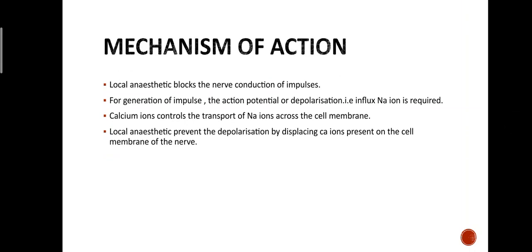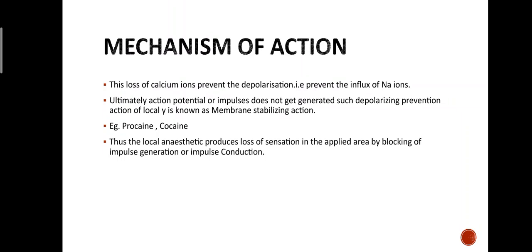Next point, mechanism of action. This is a very important question in this chapter. Local anesthetic blocks the nerve conduction of impulse. For generation of impulse, the action potential or depolarization, that is, influx of sodium ion, is required. Calcium ions control the transport of sodium ions across the cell membrane. Local anesthetic prevents the depolarization by displacing calcium ions present on the cell membrane of the nerve. This loss of calcium ions prevents the influx of sodium ions. Ultimately, action potential or impulses do not get generated. Such a depolarization-preventing action of local anesthetics is known as membrane stabilizing action.